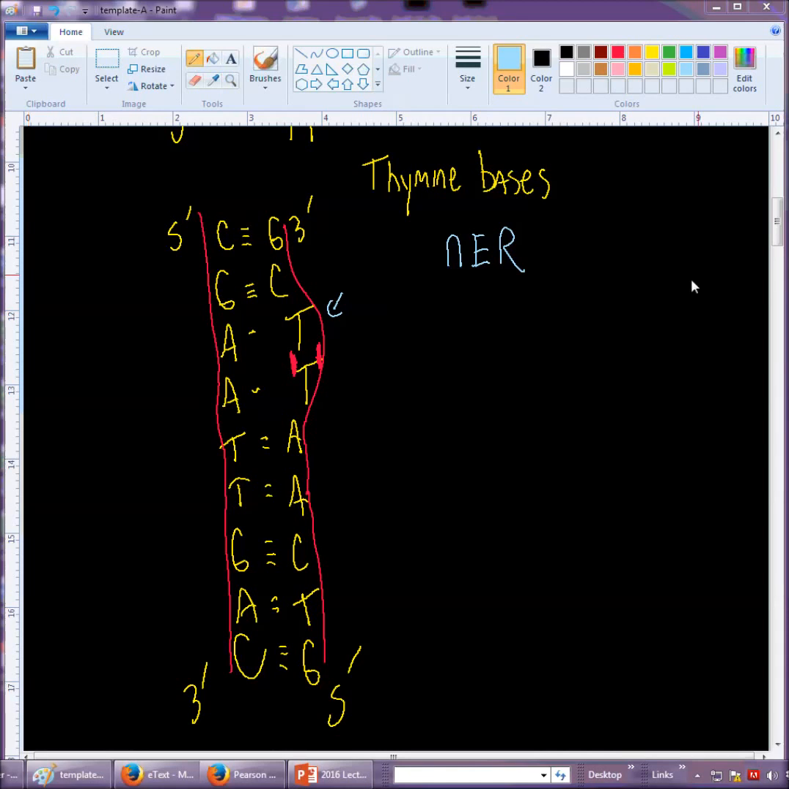So nucleotide excision repair, let me write that out. Nucleotide excision repair.